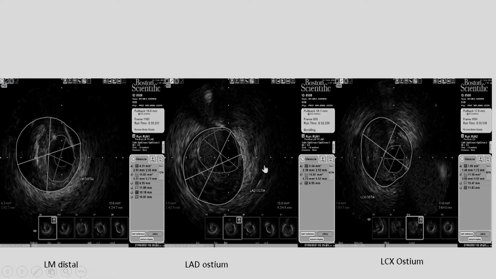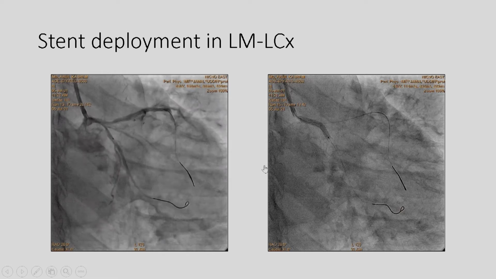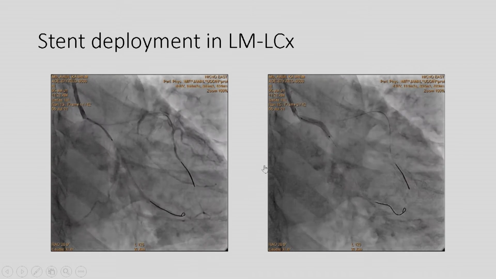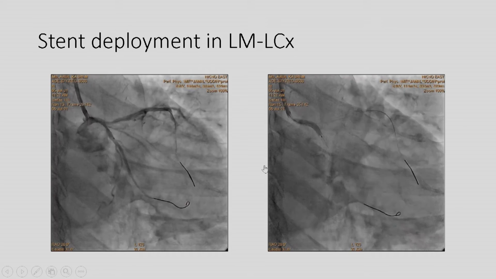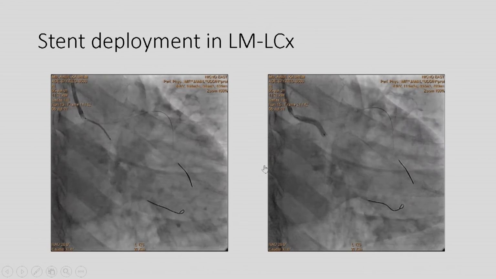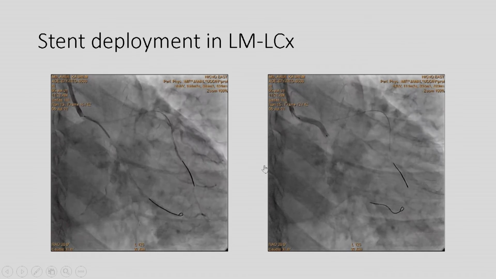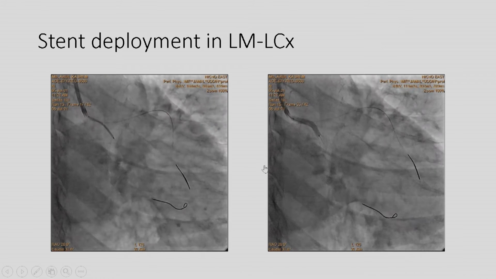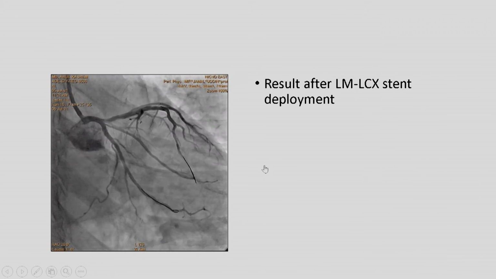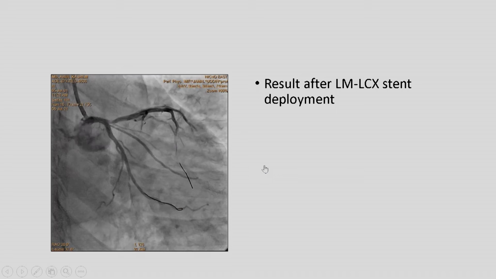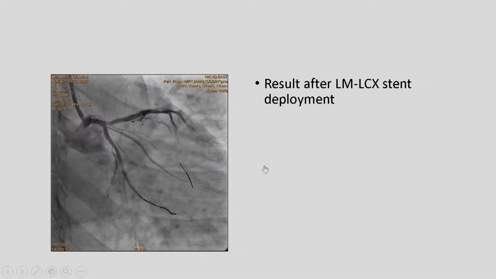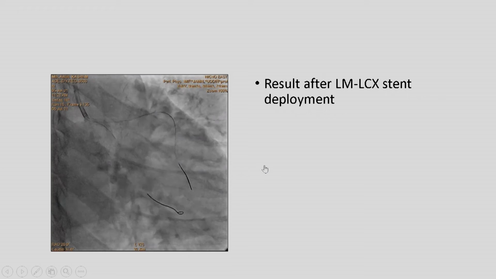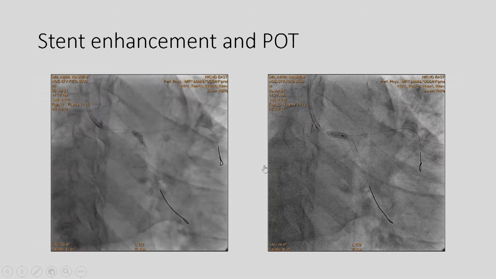circumflex is significantly narrowed. That is why we decided to do the intervention from left main to LCX. Accordingly, we pre-dilated the left circumflex and deployed a stent from left main to left circumflex. This is the result after left main to LCX stent deployment, which seems to be good, though there is some haziness in the ostium of the left anterior descending.